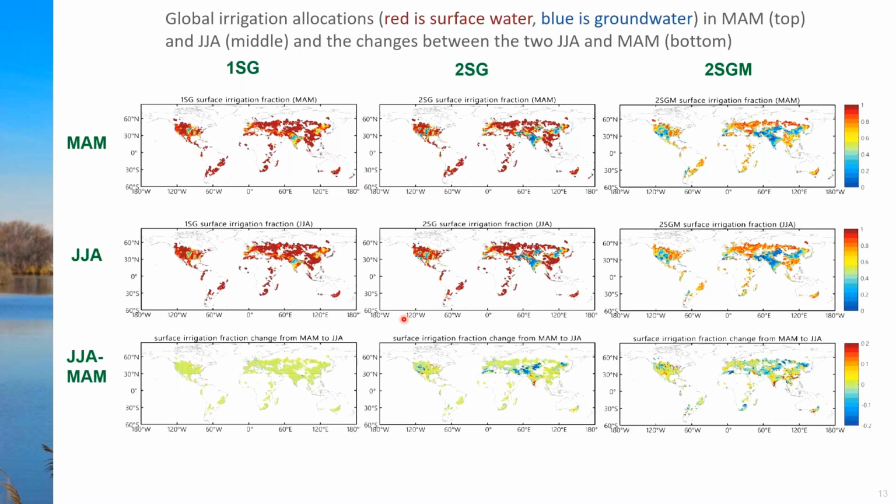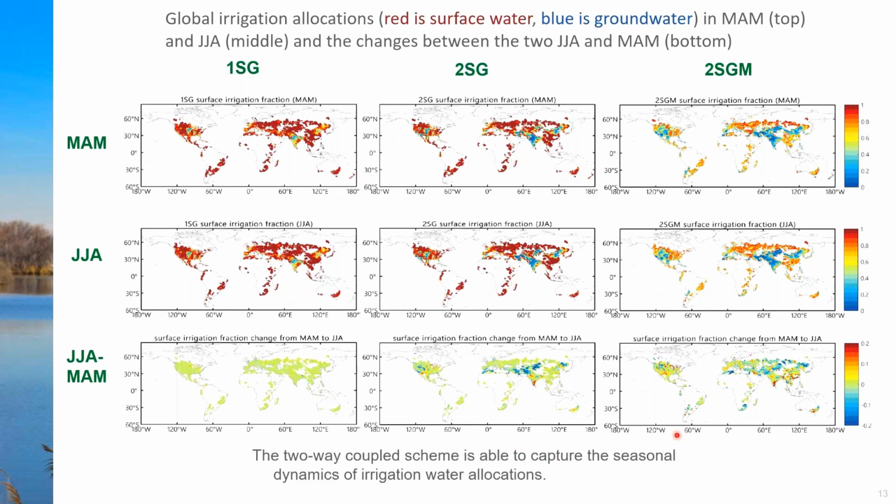But if you look at the difference, you will see some interesting findings. In one-way coupled, since the fraction is fixed, you don't see any difference between spring and summer. But with the two-way coupled condition, you will see some difference. In some places, when the season changes, you will pump more groundwater, but some places will use more surface water. For example, in India, the monsoon season comes, so they stop pumping the groundwater as they usually do in spring. So the two-way coupled scheme is able to capture the seasonal dynamics of irrigation water allocations.